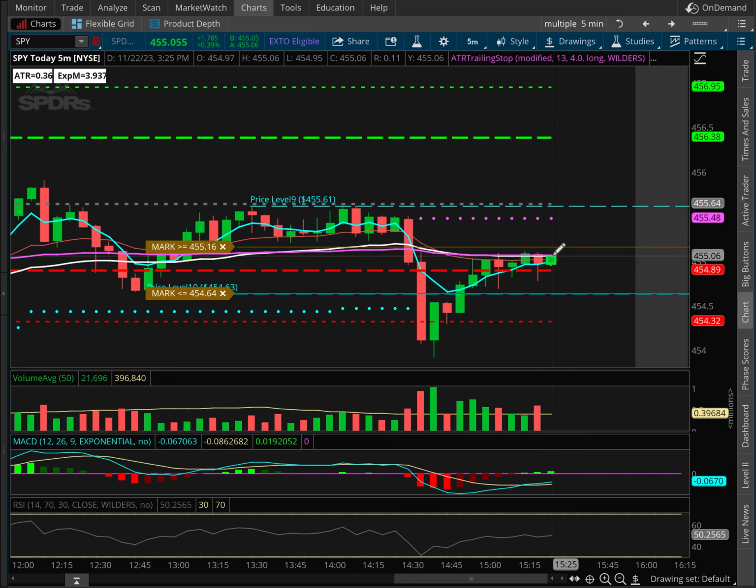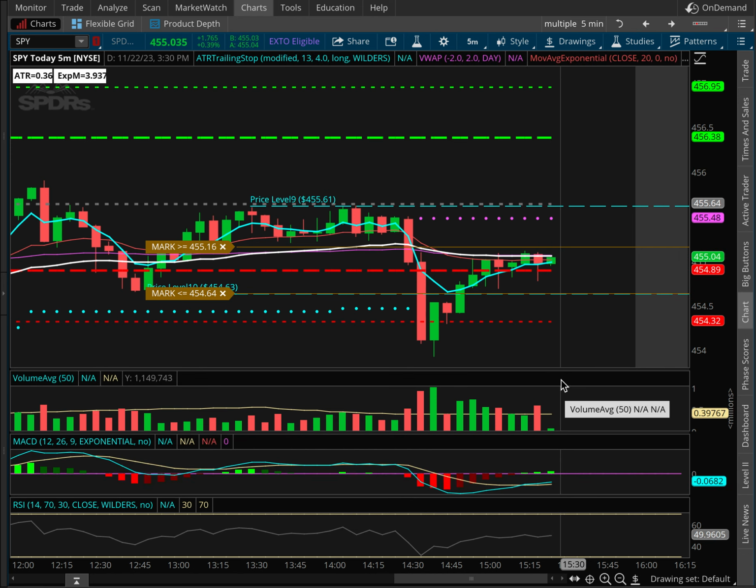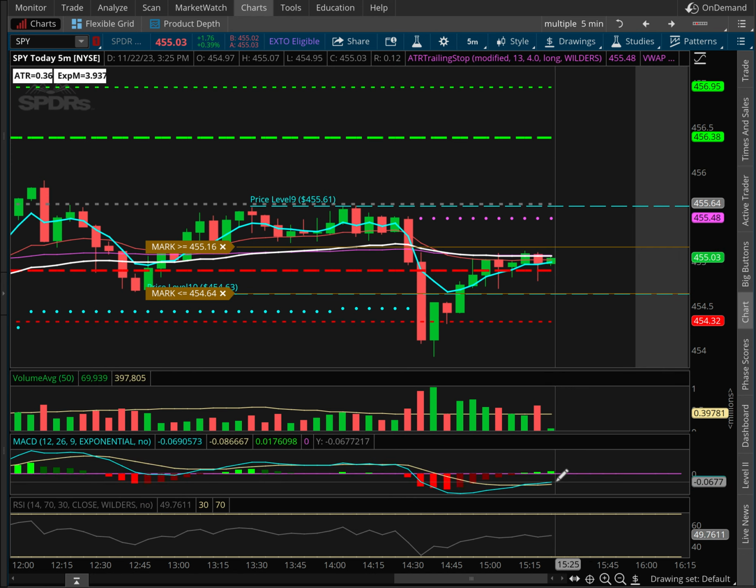Are we going to break this and go to the upside? We've been struggling at this area for a while. We came down, came back up, went down, came back up. The most important thing is to pay attention to what your charts are showing you, like the MACD here. Normally when the MACD crosses, that's a signal for me. I don't have a second confirmation outside of that, so I need to be careful.